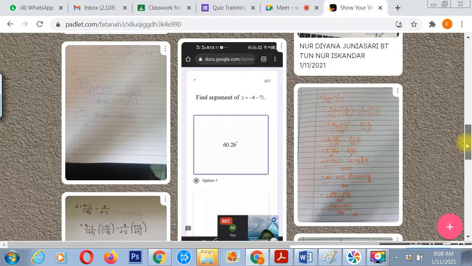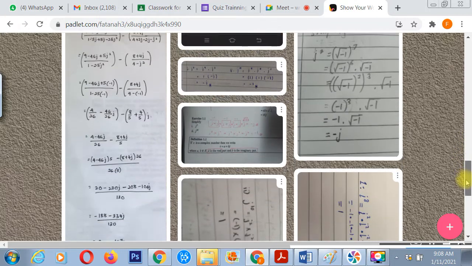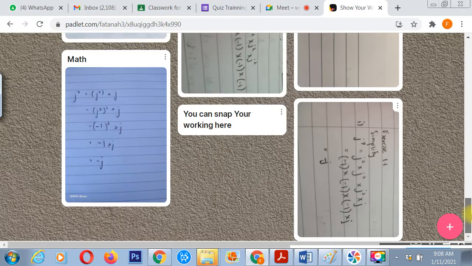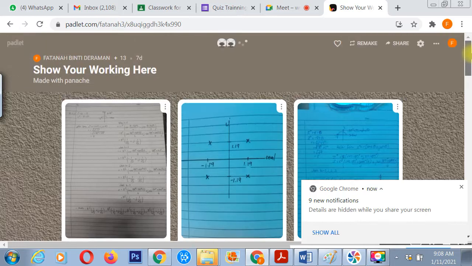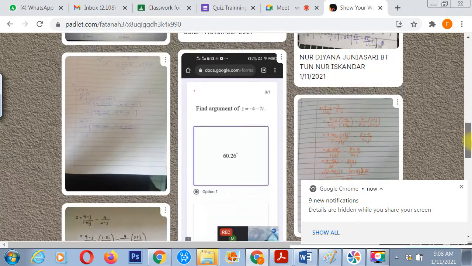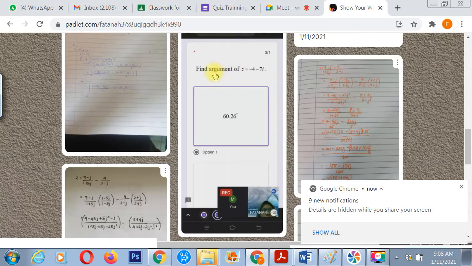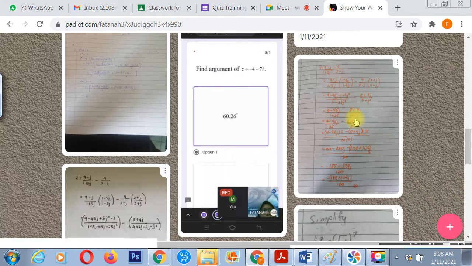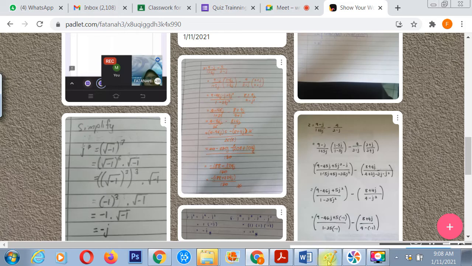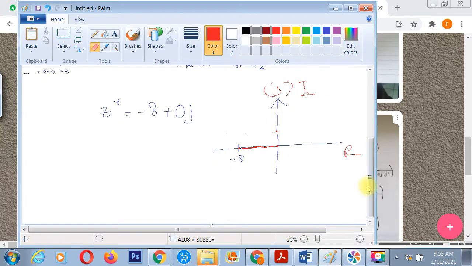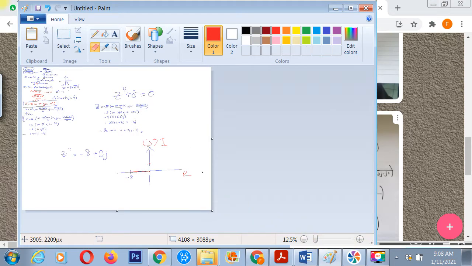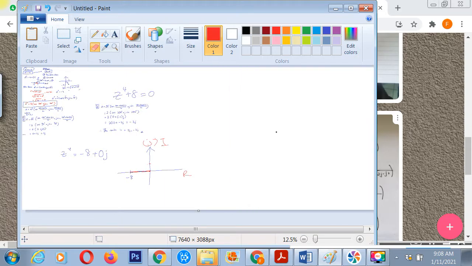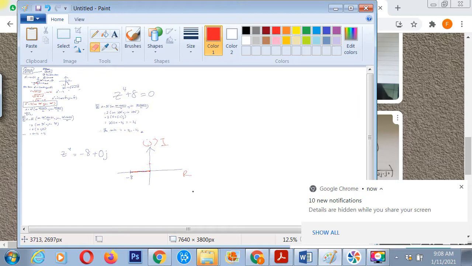Okay, and then before this we have, for a question like this, how to draw. Where is the question? Here, find the argument. So, this kind of question, how to solve? We just need to draw first, so we can find the argument.